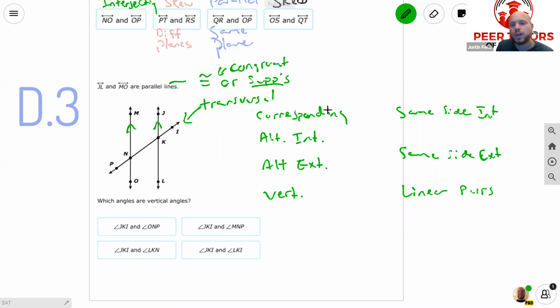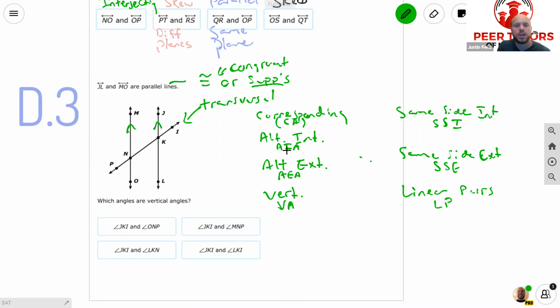All right, so I also want to show you the abbreviations. Corresponding angles, I always write CA. Alternate interior angles, AIA. Alternate exterior would be AEA. Vertical angles, I usually say VA. Same side interior, obviously that's SSI. Same side exterior, SSE. And linear pairs, I write LPs. So you'll see that in textbooks as well.